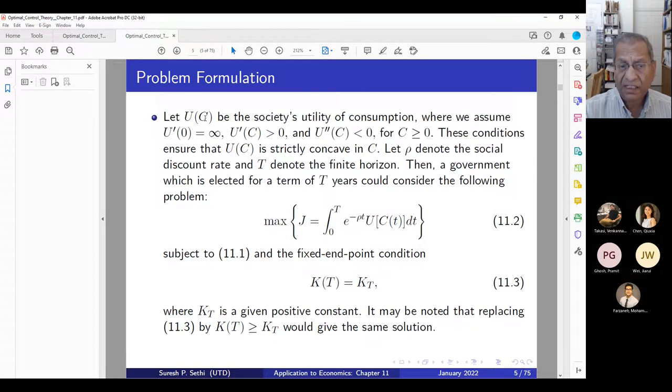U(C) is the consumption, which gives you a utility for the society, and it's a fairly standard assumption that U prime of zero is infinity, U prime of C is bigger than zero, so utility is increasing and concave, for C bigger than or equal to zero. I just want to mention briefly that this assumption is not necessary, but when it is not made, it creates problems, because then C could be zero. But if you want C to be strictly bigger than zero, you must make this assumption, in which case consumption will always be bigger than zero. We will see why later. And then you don't have to put C bigger than zero as a constraint.